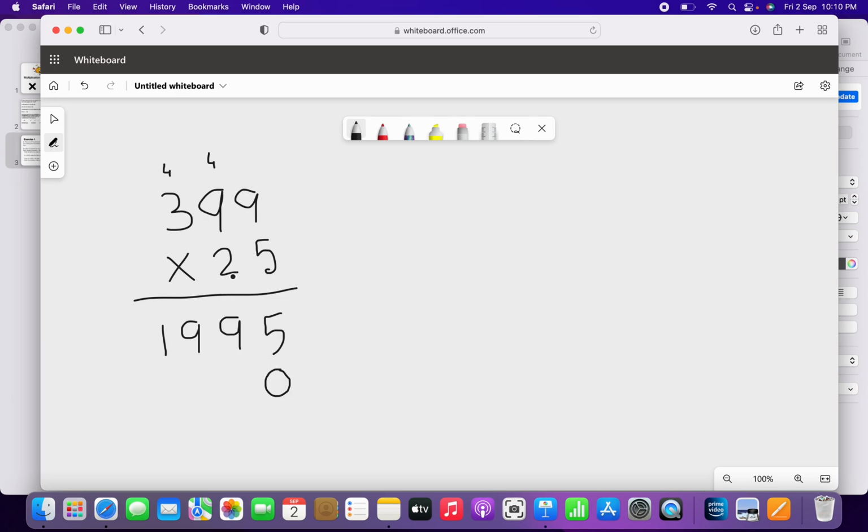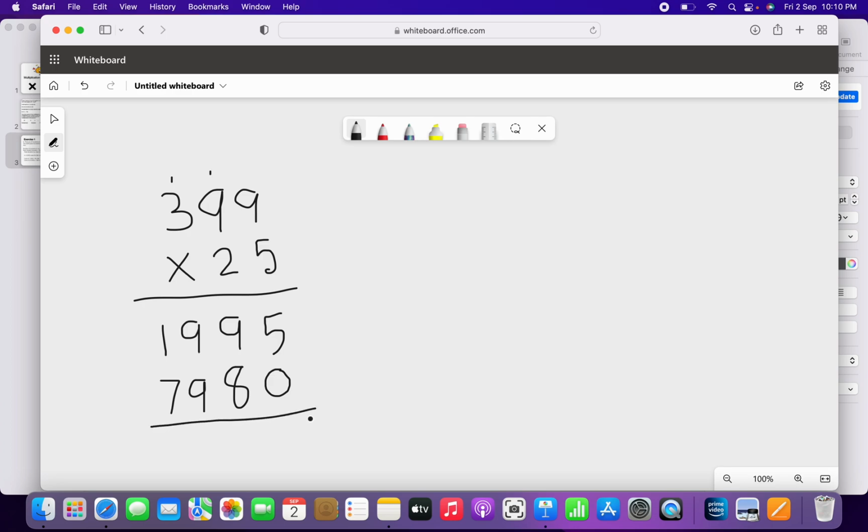You need to multiply by 20. So 2, which is in tens. That's the reason why you write a 0 here first. 2 times 9 is 18. 1 carry over. Write 8 in the tens place. 2 times 9 is 18. 18 plus 1, 19. 1 carry over again and write 9 here in the hundreds. 2 times 3 is 6. 6 plus 1 carry over is 7.